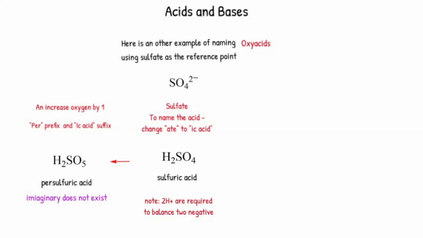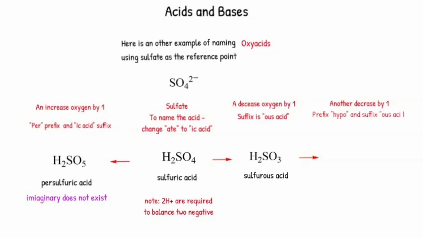This is an imaginary molecule as it does not exist. Now going back to the reference molecule SO4 2-, or H2SO4, which was sulfuric acid, there's a decrease in the number of oxygen by 1. Going to the right, the suffix is OUS acid. H2SO3 is sulfurous acid. Another decrease by 1, going to the right, we use the prefix hypo, and the suffix OUS acid is kept. H2SO2 is hyposulfurous acid. Again, this is an imaginary molecule.